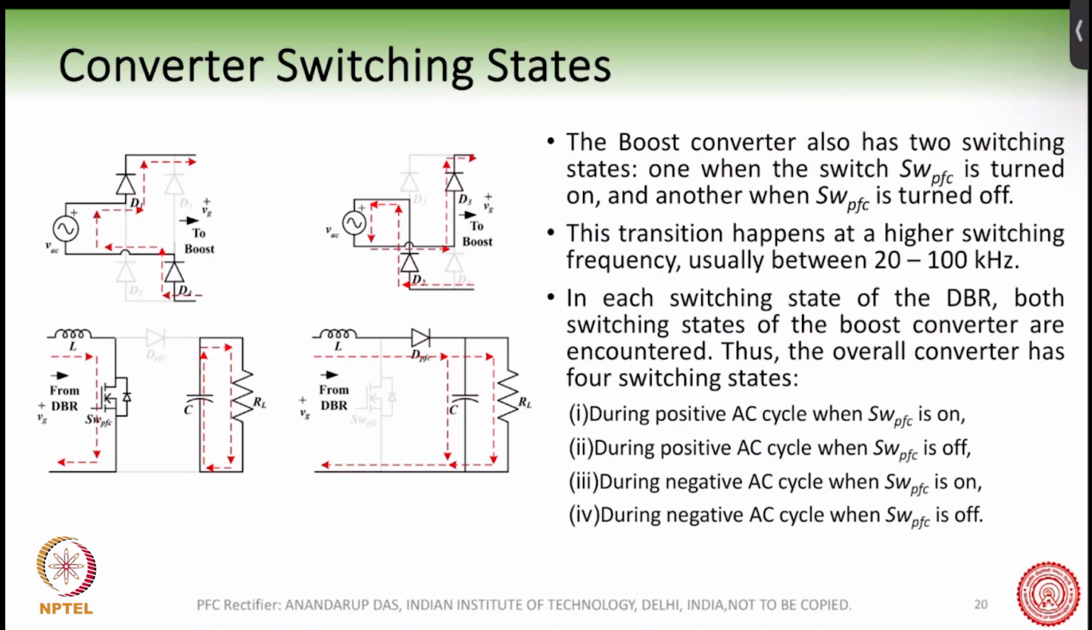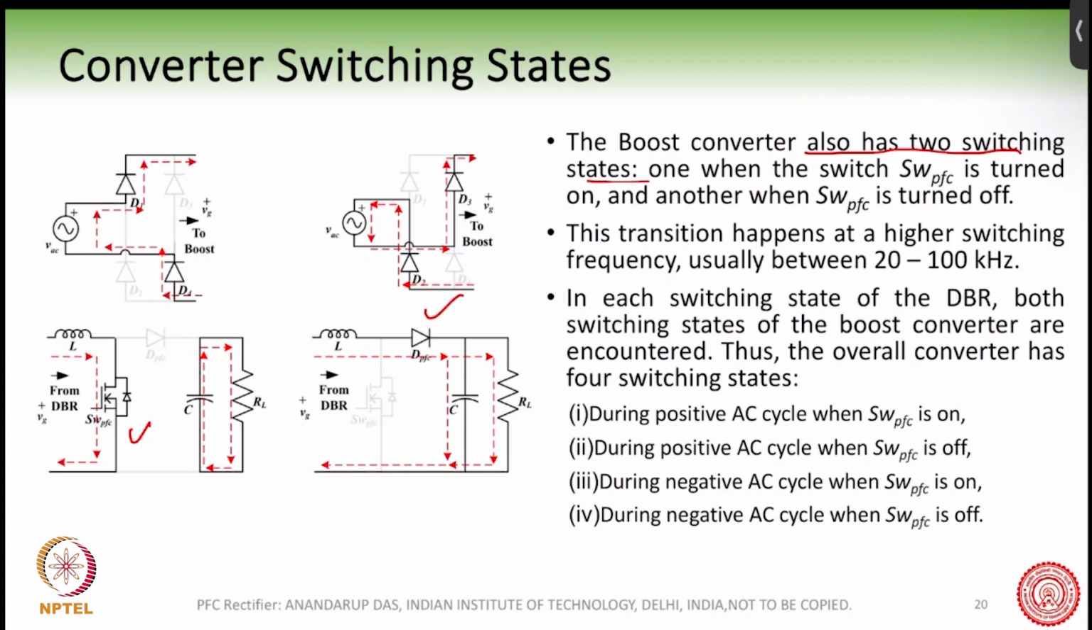We have two switching states, one when the switch is on and one when the diode is on. If the switch is on, then the inductor charges. And when the diode is on, the inductor discharges. So these are the two complementary switching states. The boost converter also has two switching states.